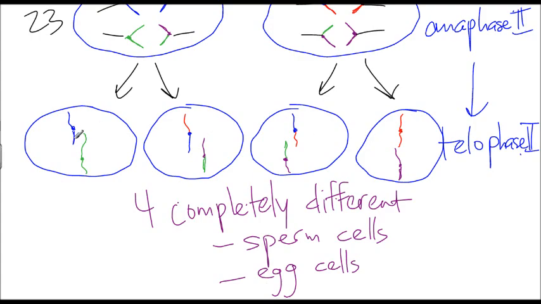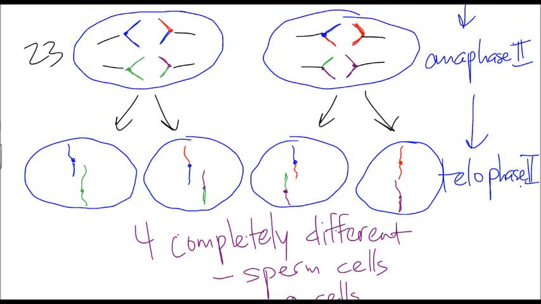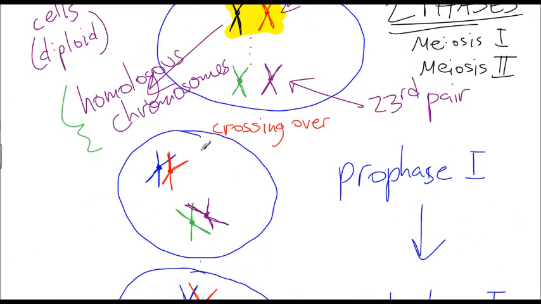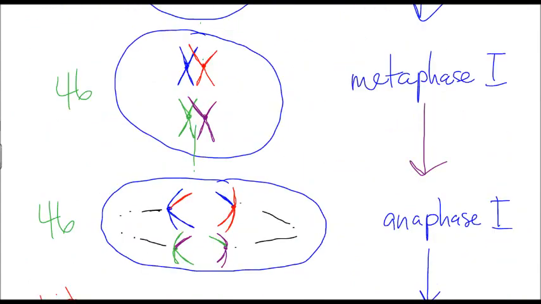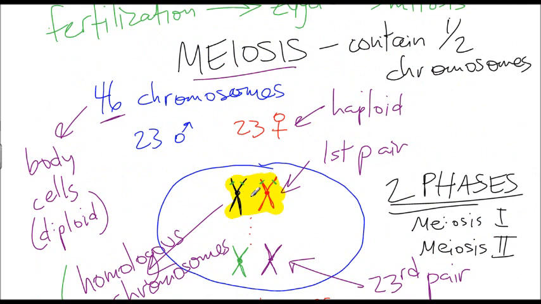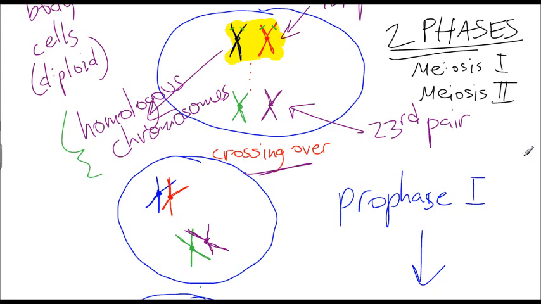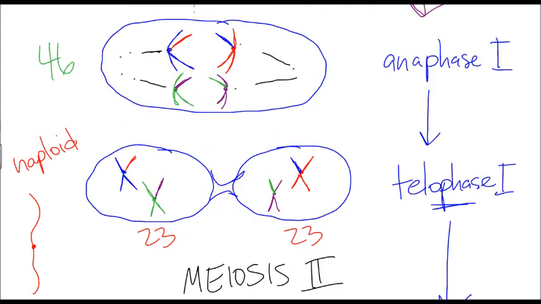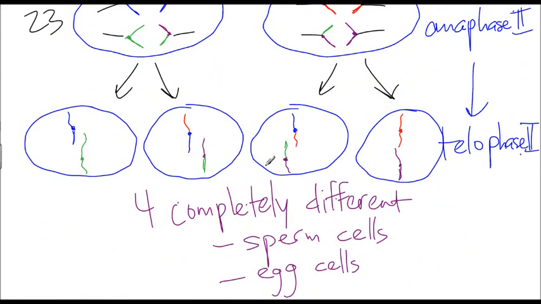Remember, this is occurring in 23 pairs of chromosomes that are pairing up. Remember we said towards the beginning, when we were talking about the first pair and the 23rd pair, look at how the possibilities, imagine if all 23 pairs underwent this crossing over. Think about the possibilities of the different types of sperm cells that we can actually form.